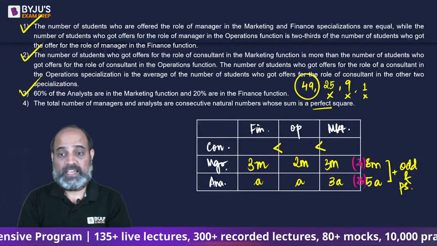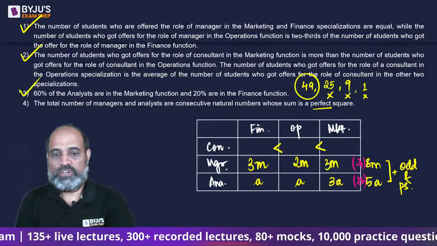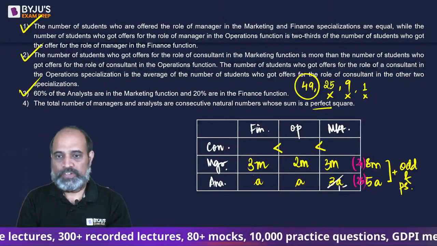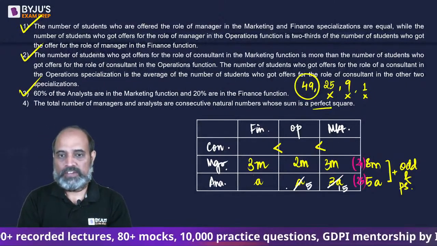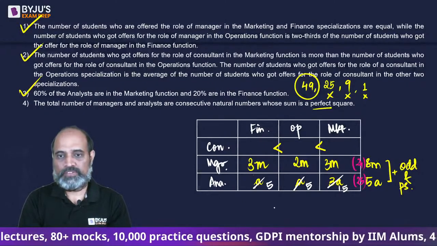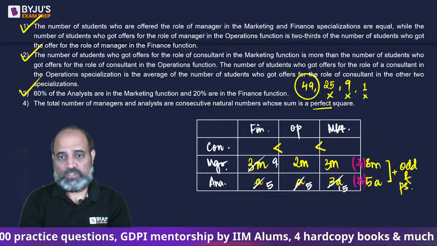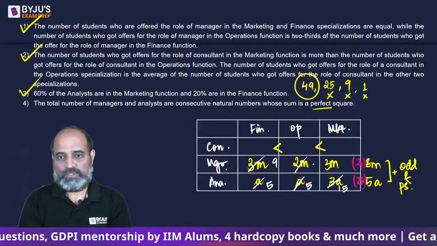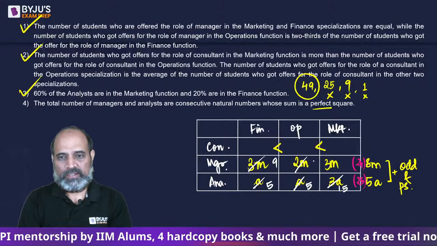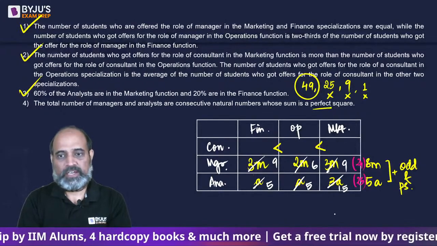That gives us A as 5. So this turns out to be 15. This turns out to be 5. This turns out to be 5. M is equal to 3. So this turns out to be 9. This one is going to be 6. This one is going to be 9.